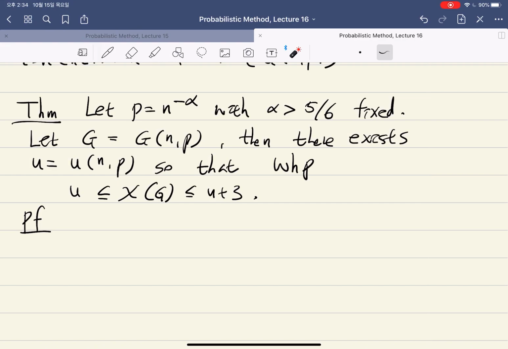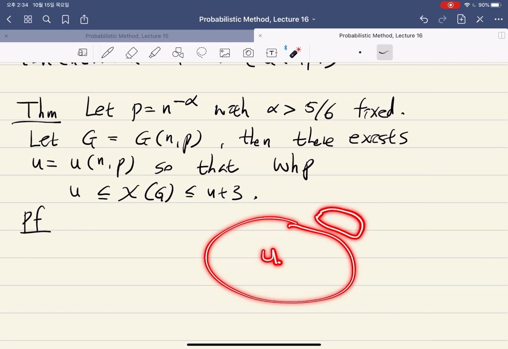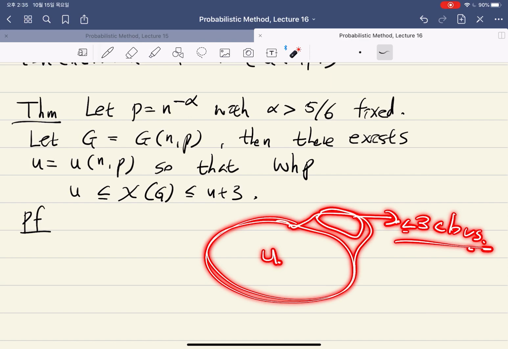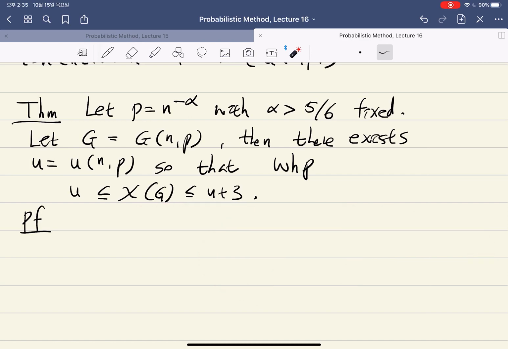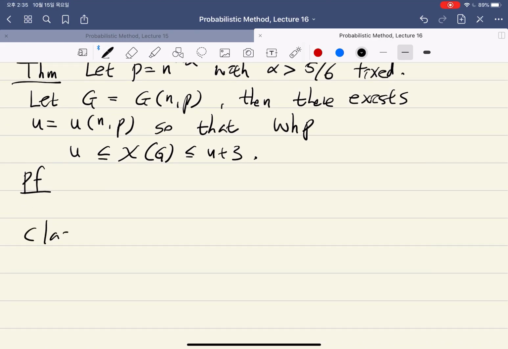So somehow what we want to do is color as much as we can with u colors, and then the remaining ones we want to color with at most 3 colors. Then we can make sure that the number of colors that we need is between u and u plus 3. That's roughly how we want to do it. So for that, we again want to show that this remaining set can be colored with at most 3 colors, as long as this remaining set is not too small. That's what we want to claim first.